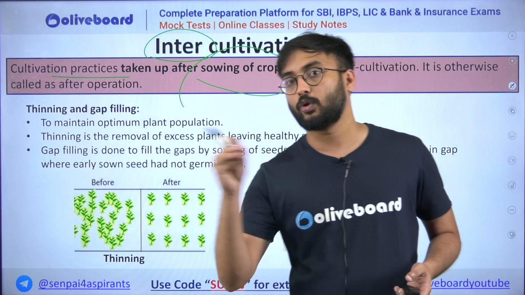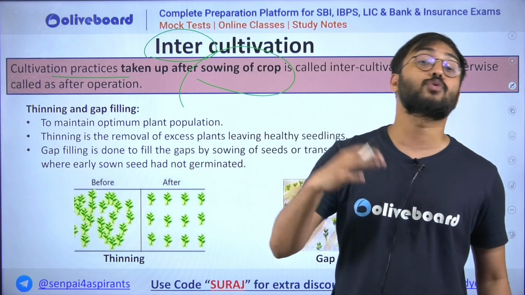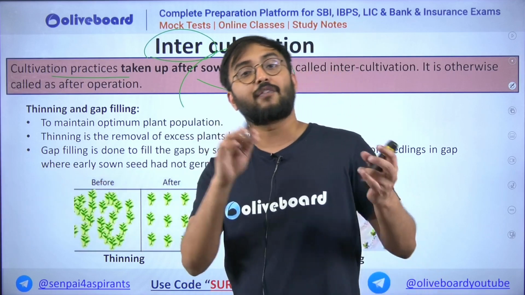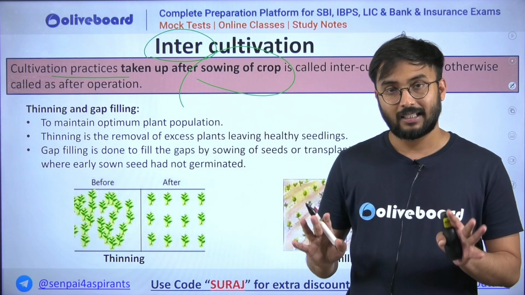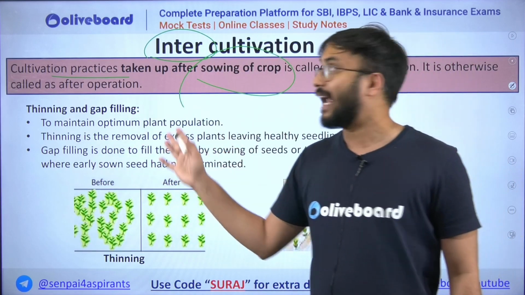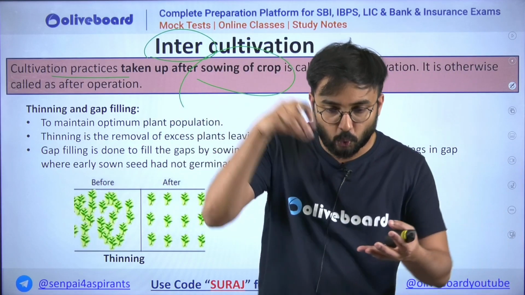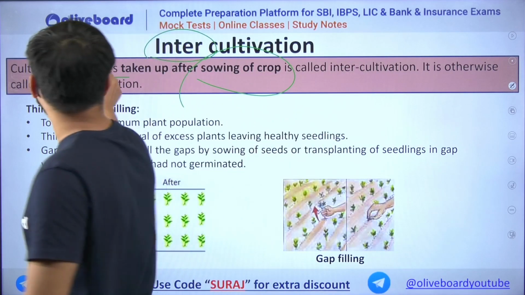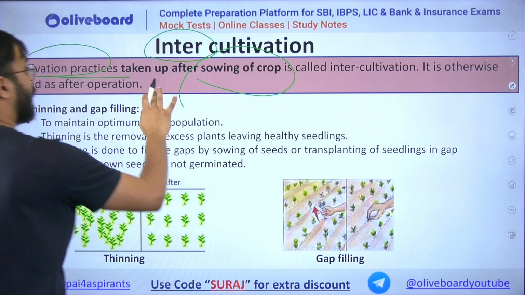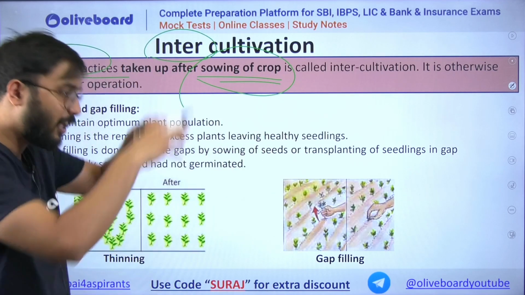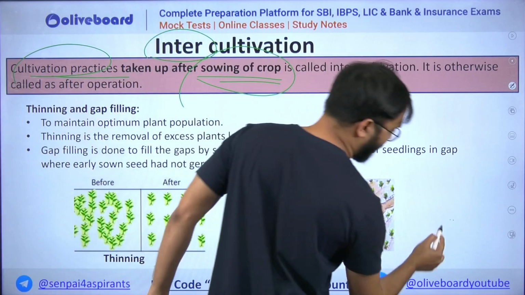Of course, we are going to sow the seeds. We saw different types of sowing: broadcasting, drilling, dibbling, right? After the sowing, seed treatment, right? After the seed treatment, addition of manure and fertilizers. And now, after sowing the seed, the seed will germinate. So any of the cultivation practices which are done after sowing of the crop, after the germination of the crop.